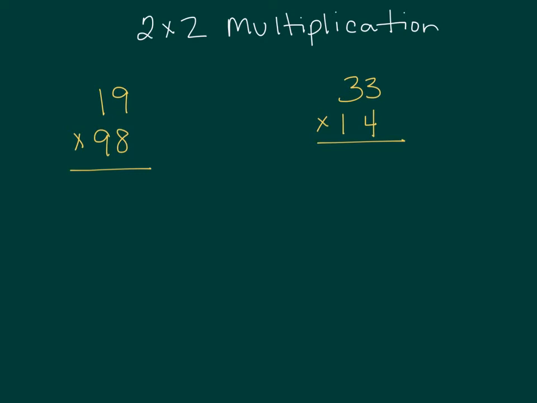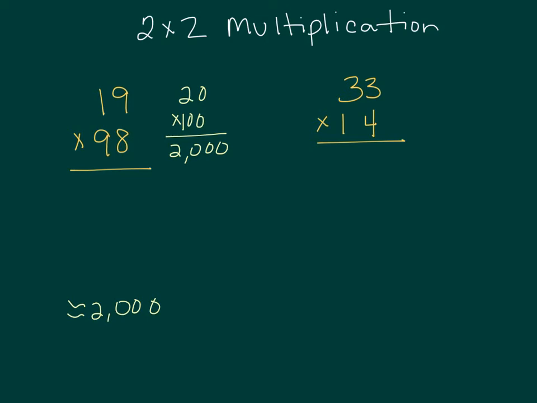As always, we start off with our estimate. So I'm going to kind of round this over. I'm going to say 20 times 100. This is my estimate here. And 2 times 100 would be 200, so 20 times 100 is 2,000. So my estimate is 2,000. That's what I expect my answer to be close to.